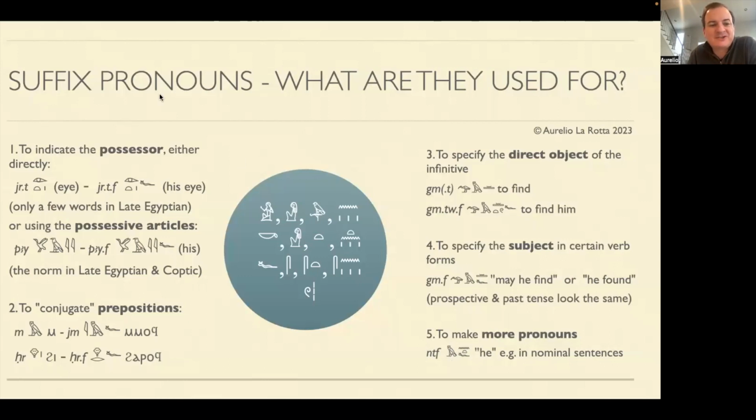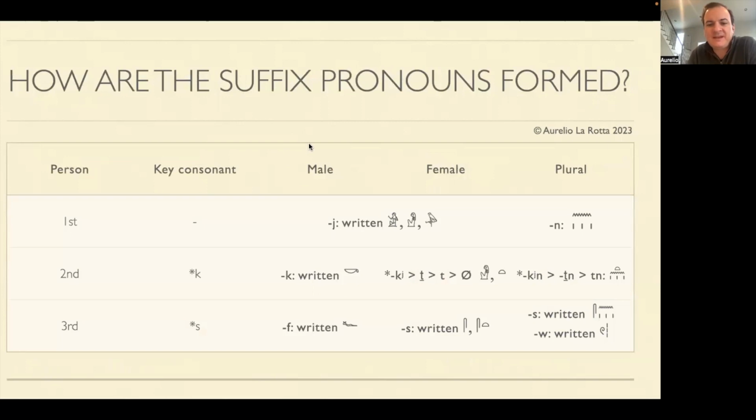Okay, that was a super fast recap of how the suffix pronouns work. So lots of different uses. Like I said, in Semitic languages, for example, they're used in a very similar way. Let's see, I think next we should cover how these are actually formed, and that's comparatively easy. I have them here by first, second, and third person, male and female, and singular versus plural. So let me go over that real quick.